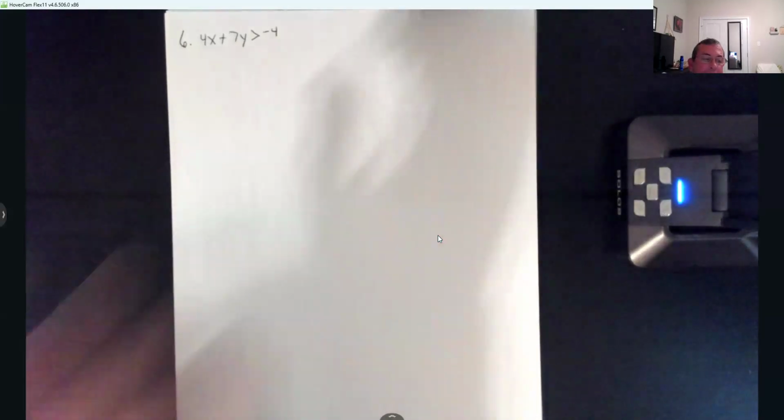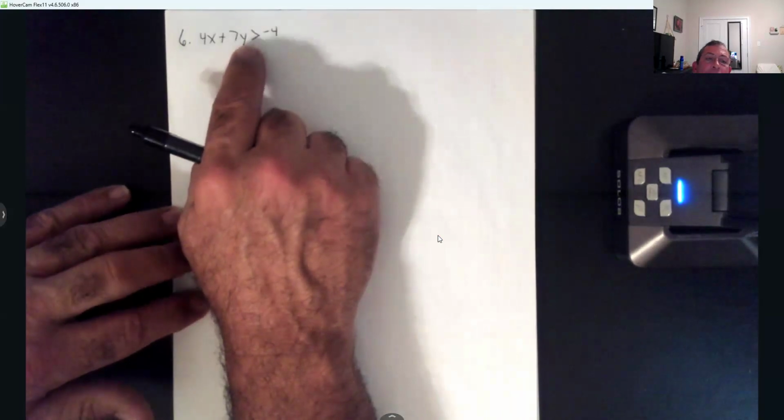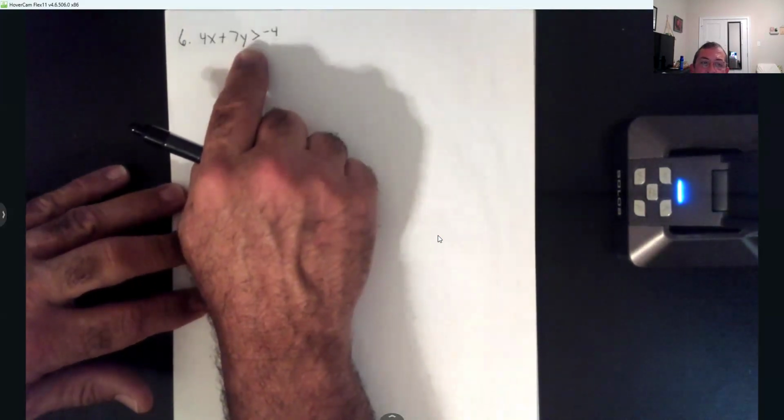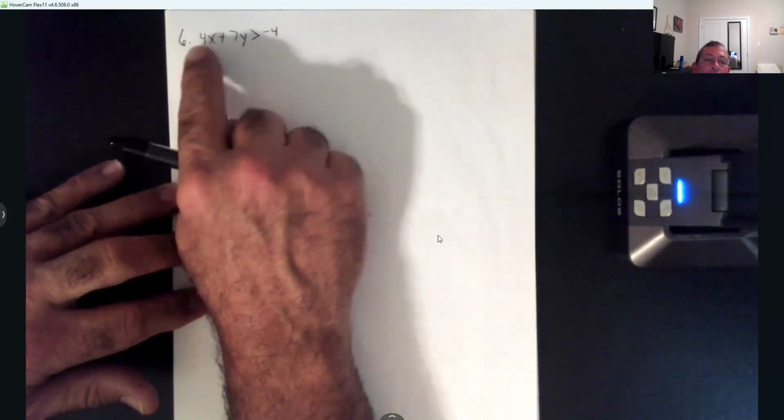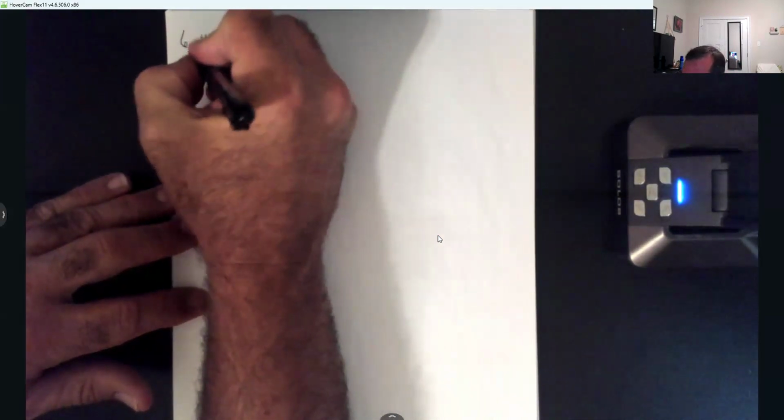So y'all, I'm just going to work it by hand. Now you can graph this on your calculator, but you still got to at least solve it for the Y first, okay? So remember, when we're solving these for Y, we're just going to move the 4x over here by subtracting.